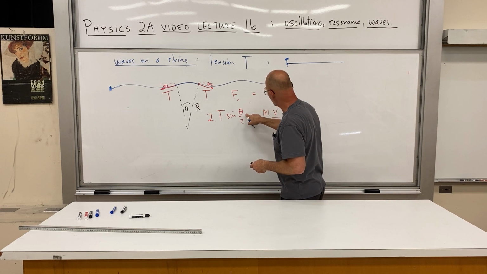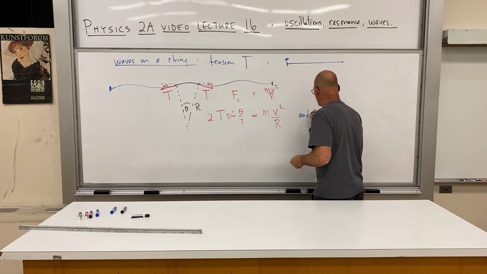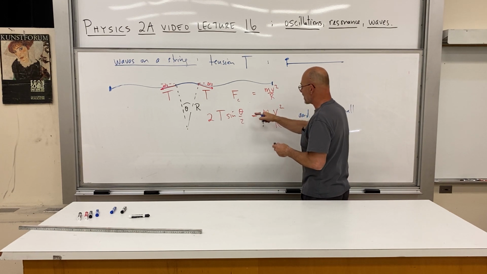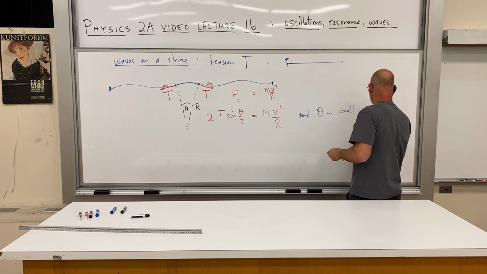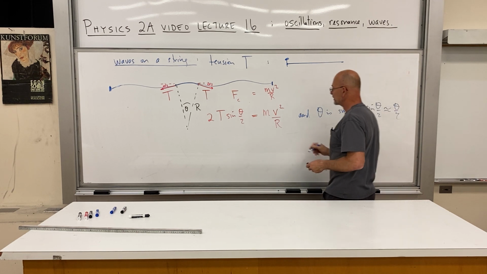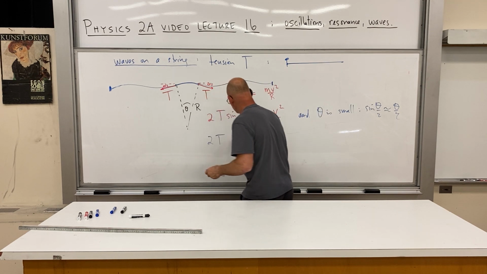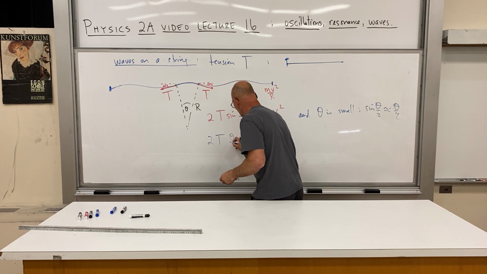We're going to use a small angle, and theta is small. So the small angle approximation: sine theta over 2 is approximately just theta over 2. So on the left side here we have 2T theta over 2.